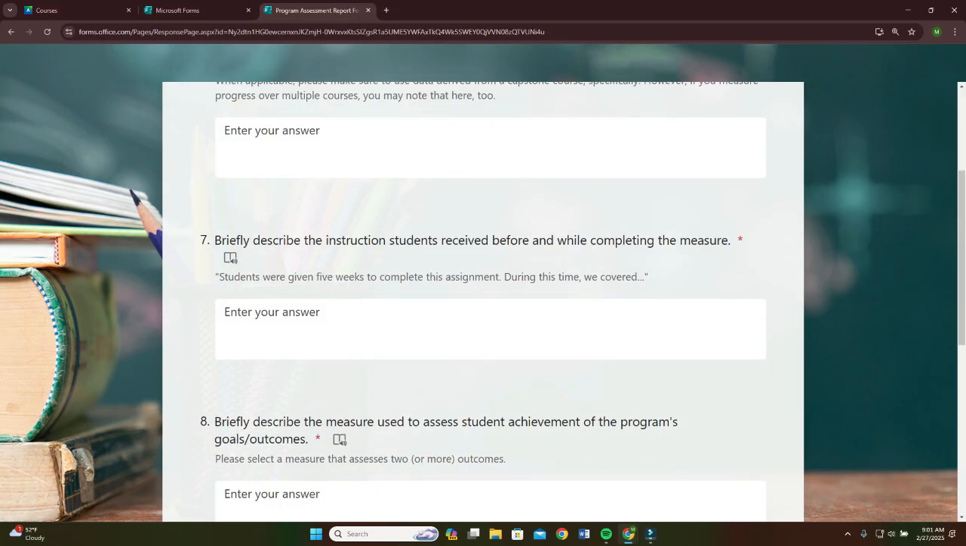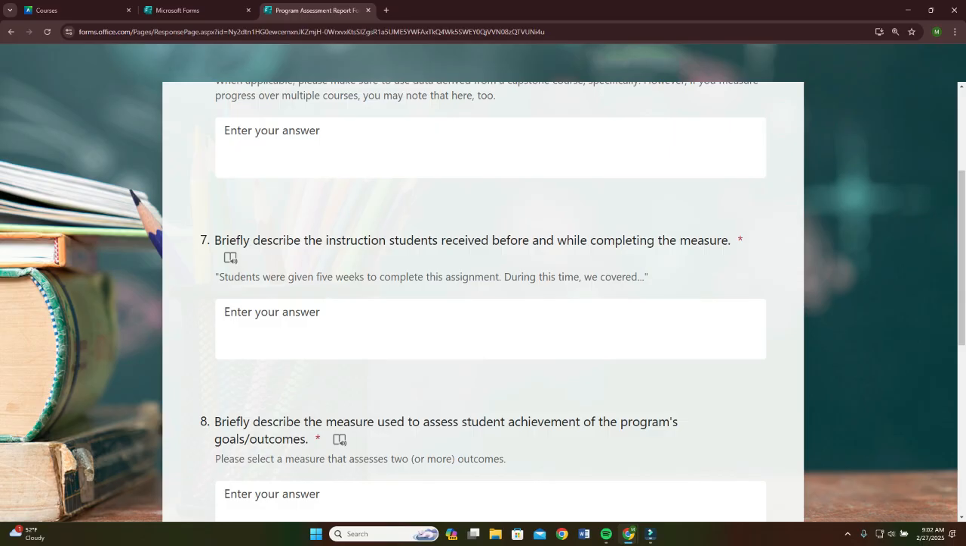And then number 7, briefly describe the instruction students received before and while completing the measure. So the example here begins with students were given 5 weeks to complete this assignment. During this time, we covered blank. Let's say that, hypothetically, again, you are using multiple courses. So this would be a good opportunity to expound upon what happened in those multiple courses. What instruction did they get in step 1, and then step 2, and then step 3?